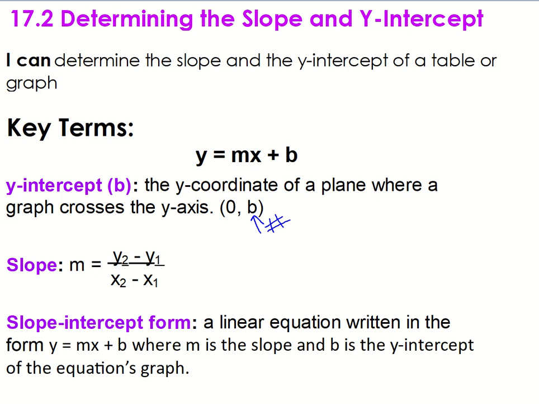Slope is m, and we will use our slope formula that we learned in module 16: y2 minus y1 over x2 minus x1. And then slope-intercept form is this linear equation up above. Sometimes it's called slope-intercept form, and it's also called a linear equation. It's written in the form y equals mx plus b, where m is the slope and b is the y-intercept of the equation's graph.